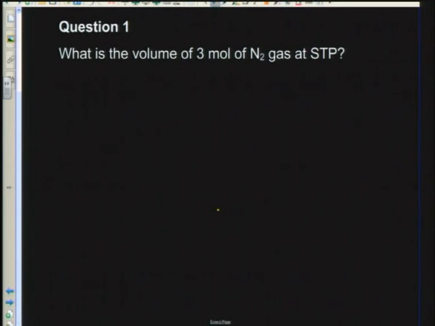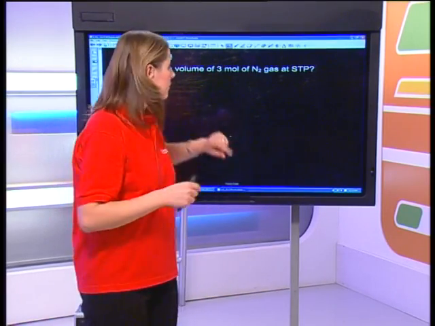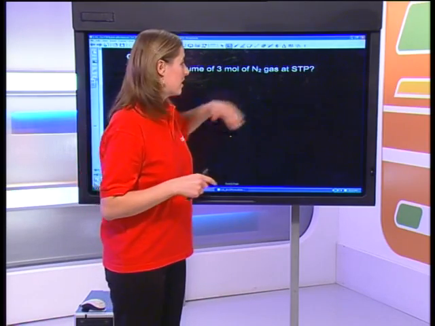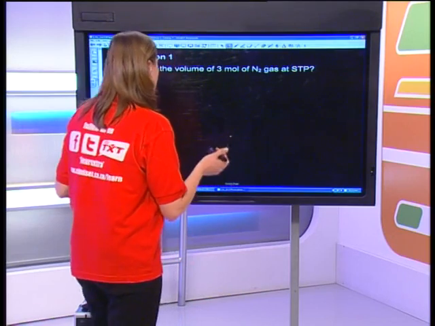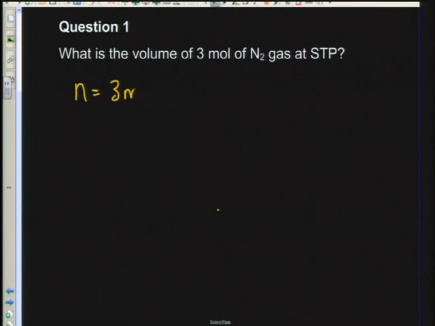Now, there are multiple ways you could answer this. You could, if you're very happy with ideal gases, go and throw this into PV is equal to nRT. You've got the temperature and pressure on your data sheet because that's the standard temperature and pressure. But we could also work with this equation that I have just worked with you. We've got the number of moles, we've got the molar volume, and that was 22.4 dm cubed.